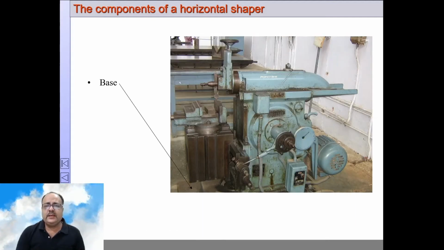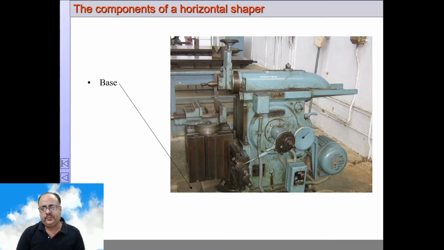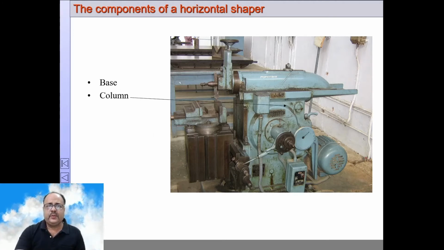So first is the base. Base is the component or the part of a machine tool over which the other components are mounted. So naturally, the base of the shaper machine also acts as a support for all the other components to be mounted. On the rear side of the base, we mount the column.